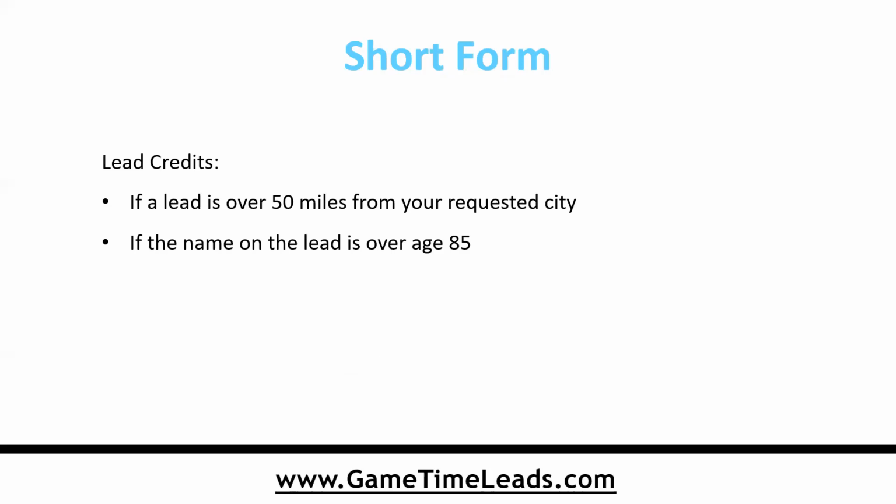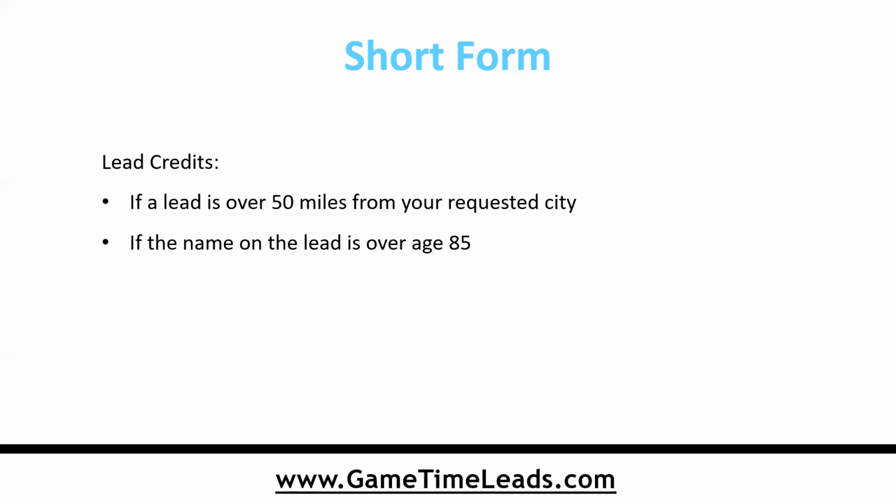Now, let's talk about lead credits for short form. There's basically 2 lead credits. One is if the lead is over 50 miles from your requested city, and the other is if the name on the lead is over age 85. So if the name on the lead is 84 or 85 and the wife or husband is 89, it's still a valid lead because the 84 or 85-year-old is still sellable.